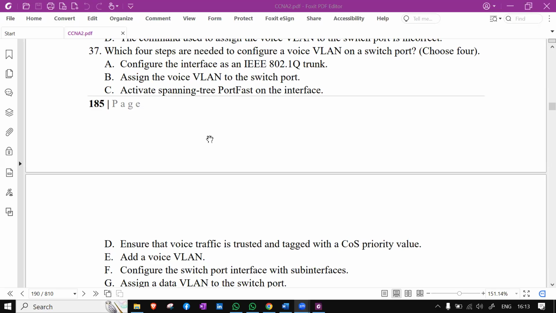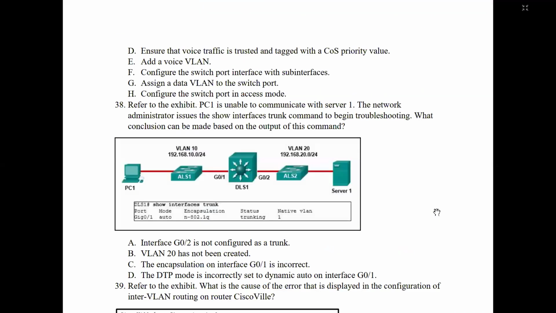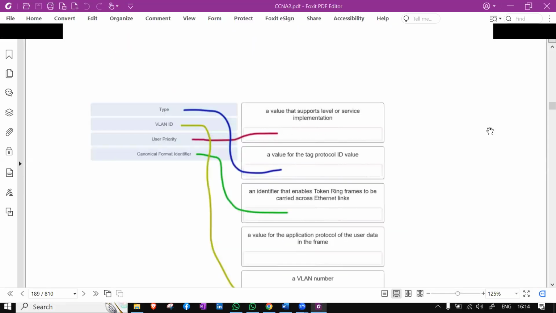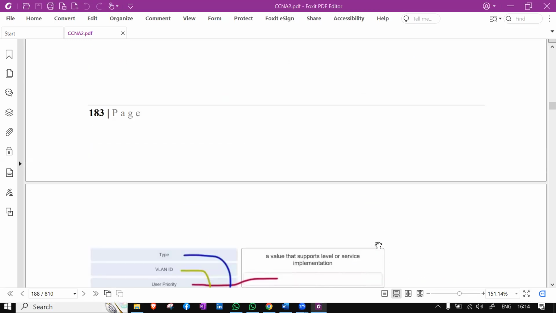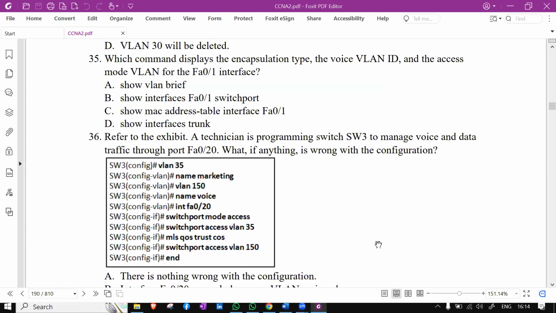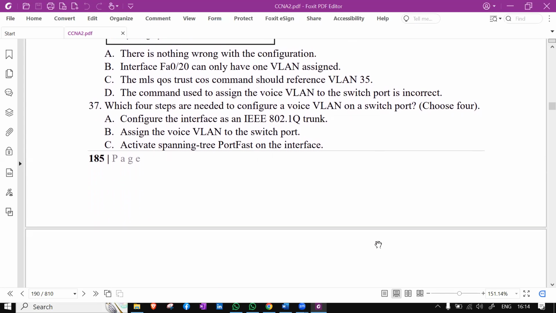Okay, so I think we ended off with number 37 last time. Four steps required. That's where the name is. Four steps are needed to configure a voice VLAN. What are those four steps?